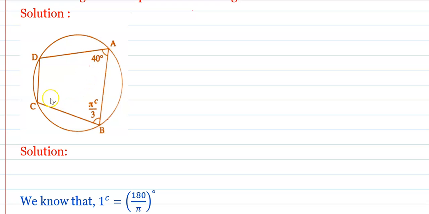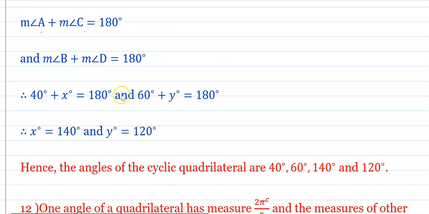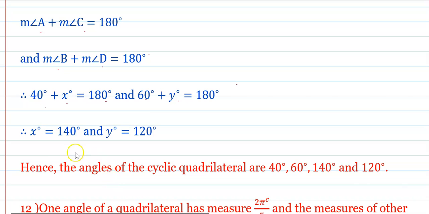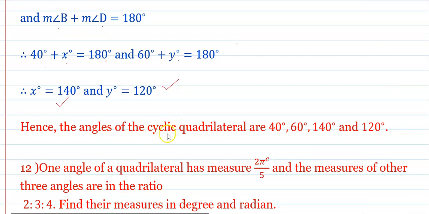Measure of angle A plus C is 180. Measure of angle B plus D is also 180. Therefore 40 plus X is equal to 180 and 60 plus Y is equal to 180. What about X? 180 minus 40, you will get 140, and 180 minus 60, you will get 120. Hence the angles of the cyclic quadrilateral are 40, 60, and these are the opposite angles: 140 degree opposite to 40, and 120 degree opposite to 60. Okay, easy question.